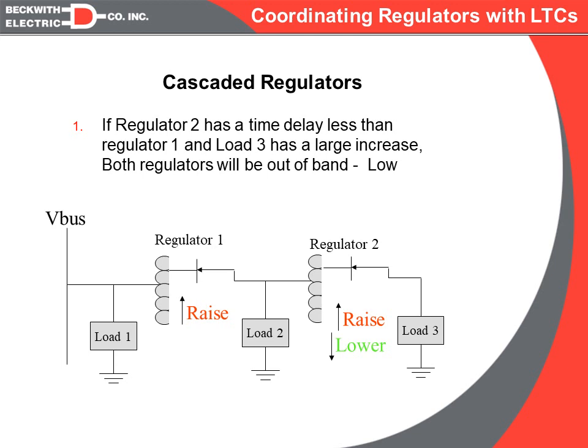That way, if the only low voltage were here, this would be the only one that would tap. It would take longer, 90 seconds, but it would be the only one. If the entire circuit was low, it would be corrected at the bus with the LTC having the shortest time delay, and then that would allow for these not to have to operate at all.